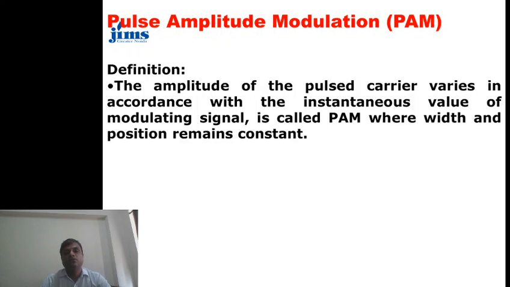Then we start the first topic, called pulse amplitude modulation. The definition of pulse amplitude modulation is that the amplitude of the pulsed carrier varies in accordance with the instantaneous value of the modulating signal, where width and position remain constant. It means the amplitude of the pulsed carrier is varied in accordance with the instantaneous value of the modulating signal. So in comparison to AM, if you see the definition of PAM, we use the term pulse carrier.